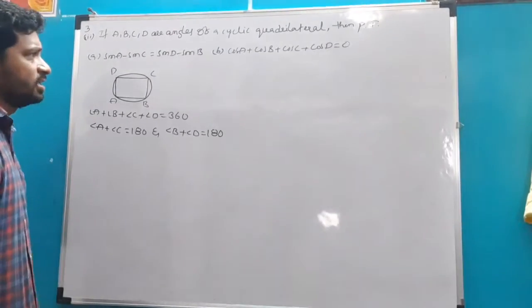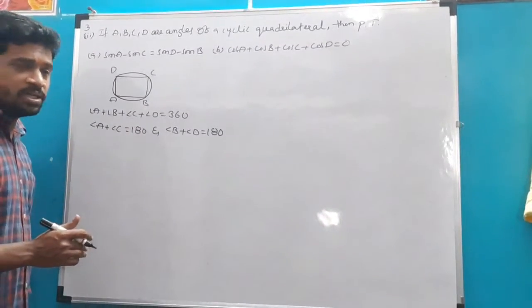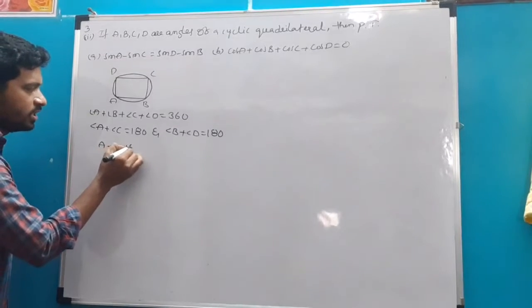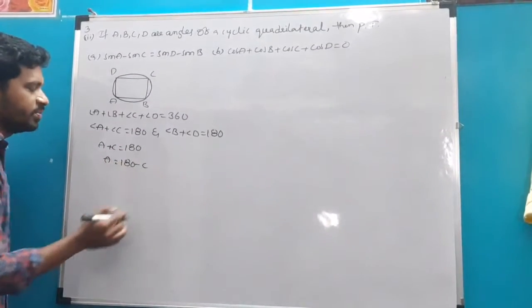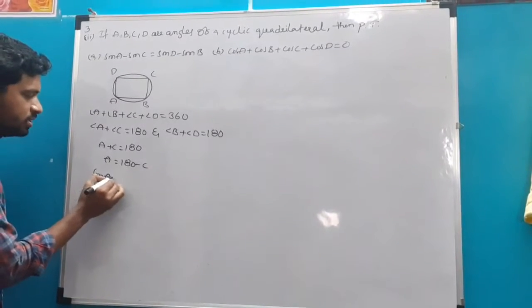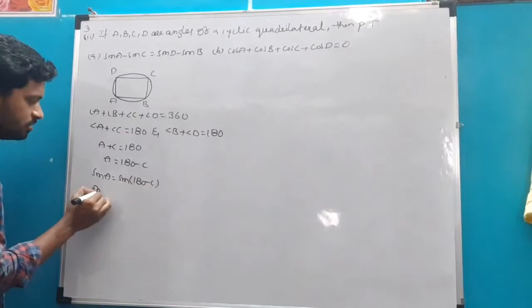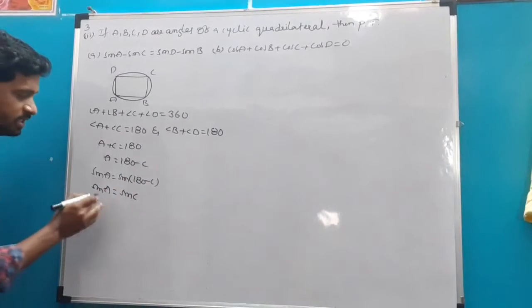So apply the sine angles once. The first question is based on sine, right? So apply the sine angle for this one. A plus C is equal to 180. So from this A equal to 180 minus C, apply sine on both sides. Sin A equal to sine of 180 minus C. So what is the value of sine of 180 minus C? That is sin C.